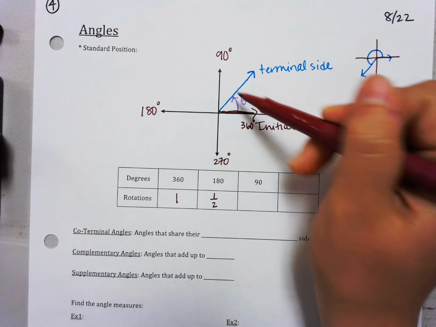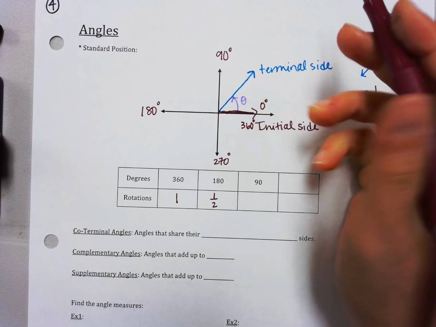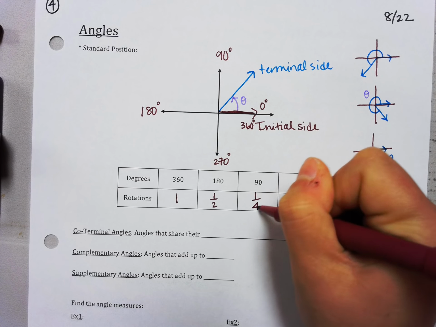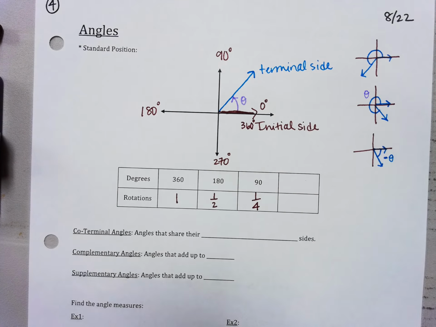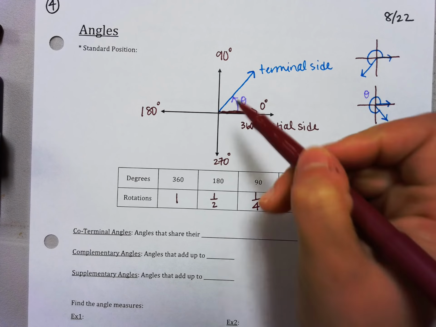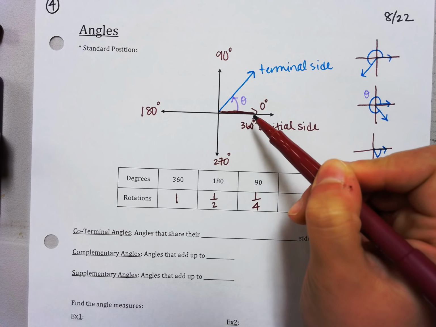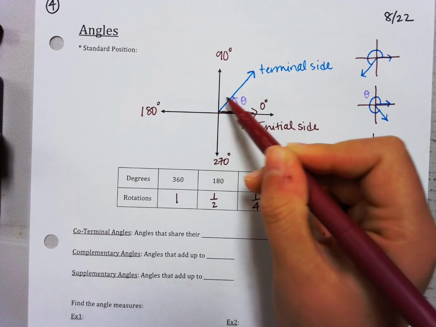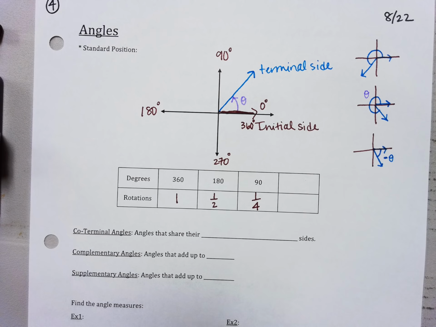90 degrees, as I'm looking at my whole Cartesian plane, would be a fourth of our circle. So they're all some ratio of the total amount that I'm going around, and the total amount that I have is 360. So these pieces are part of that entire 360.